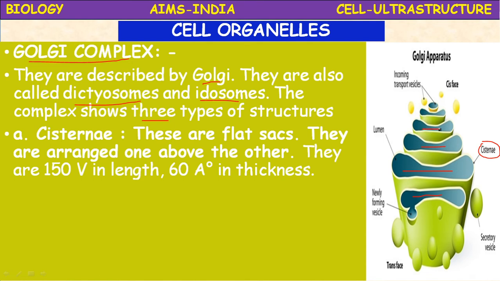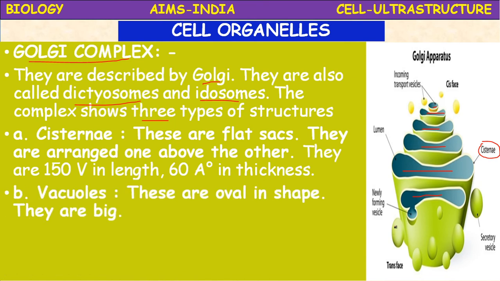They are 150 microns in length and 60 angstroms in thickness. Next structure, vacuoles. These are the secretory vesicles or vacuoles. They are oval in shape and big in size.